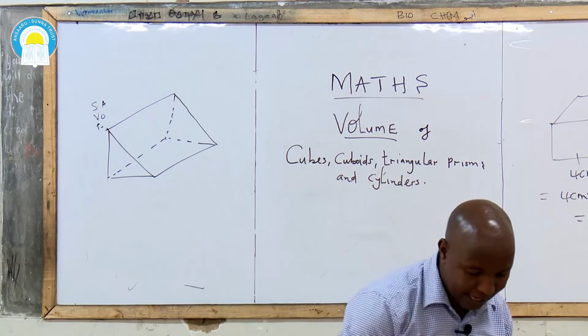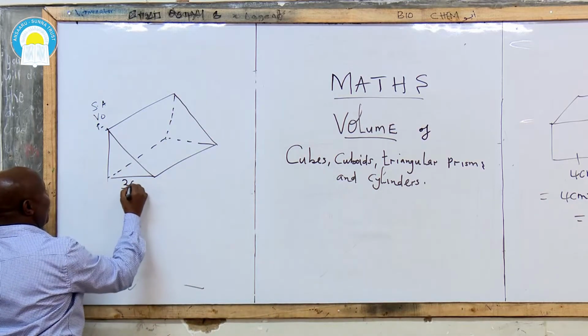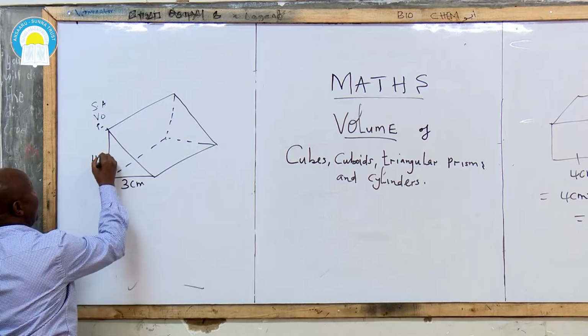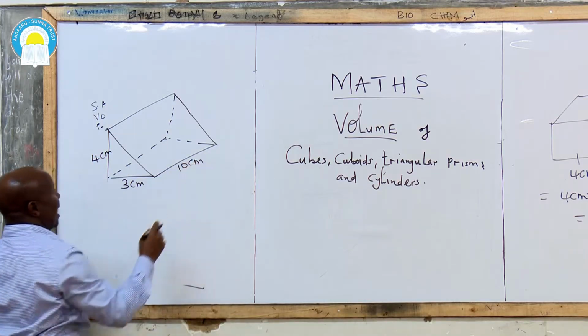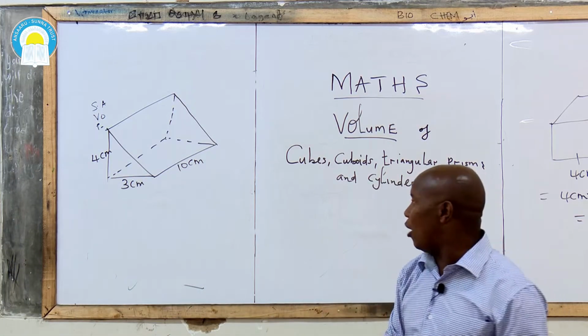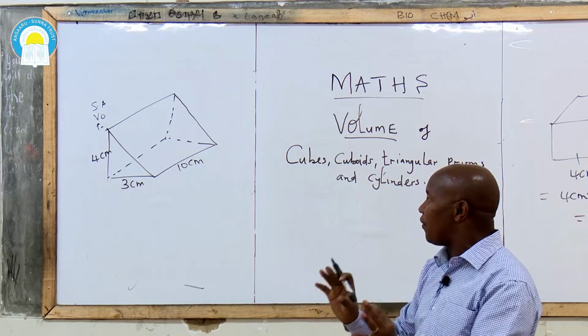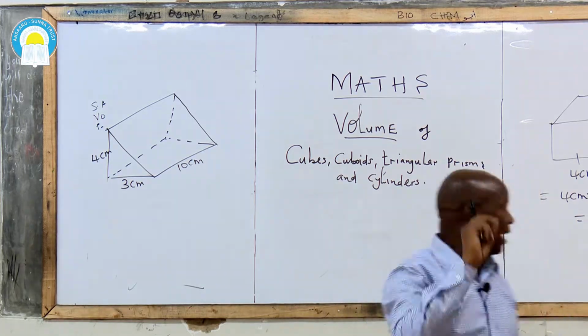A very good example, I want to give you a very good example here. Here we name this one 3 centimeters. This part 4 centimeters, and let this one now be 10 centimeters. Now, volume of a triangular prism, we normally say now, is area of the cross-section. In short, cross-sectional area times the length.